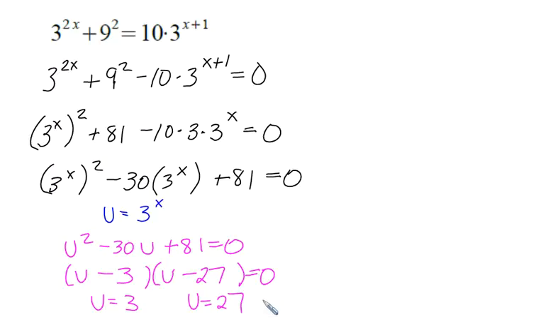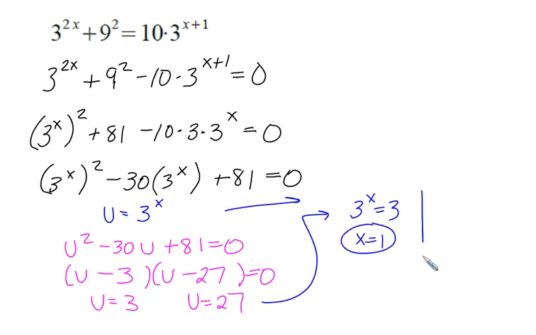What we have to do is we have to solve for x. So we will convert both of those into an x equation. For u equals 3, that means 3 to the x is going to equal 3, in which case x would be equal to 1. Again, that was the scenario when u is equal to 3. Then we have the scenario when u is equal to 27. That means 3 to the x is equal to 27.